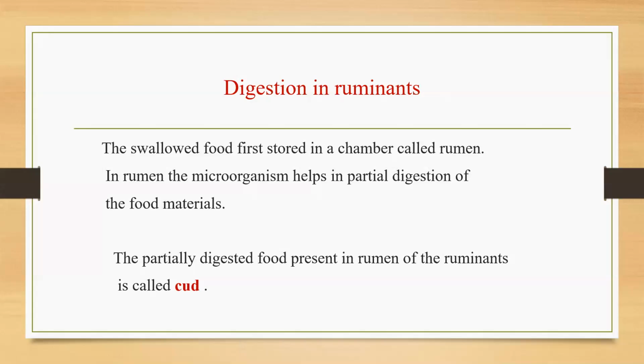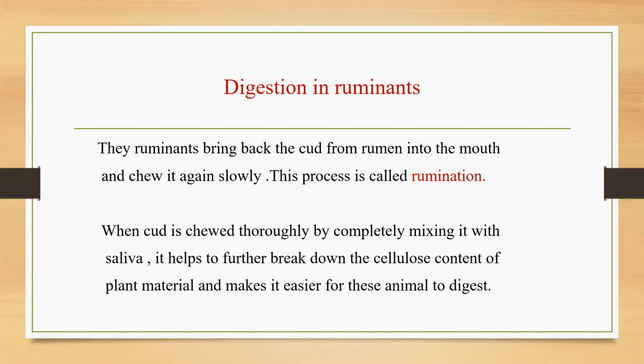The partially digested food present in the rumen of the ruminants is called cud. So if you are asked what is cud, it is this partially digested food present in one of the chambers of their stomach. Now, the ruminants bring back the cud from the rumen into the mouth and chew it slowly. This process is known as rumination.